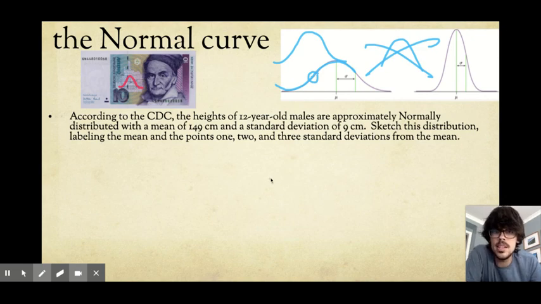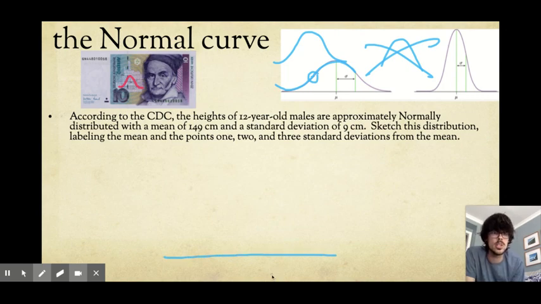So according to the CDC in the US, the height of 12-year-old males is approximately normally distributed with a mean height of 149 and a standard deviation of 9. We're going to sketch this distribution, label the mean, and then some extra points as well. So the first thing I'm going to do: a normal graph is used for quantitative data. So we're still graphing them on a number line, very much like we would do in Algebra 2 or with other sorts of graphs we've talked about so far.